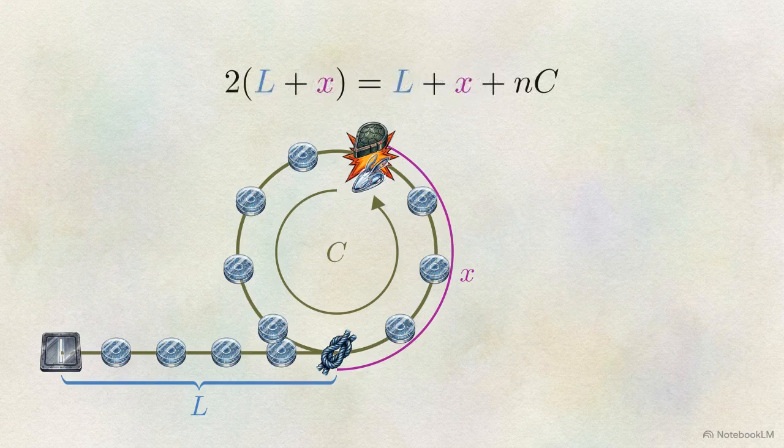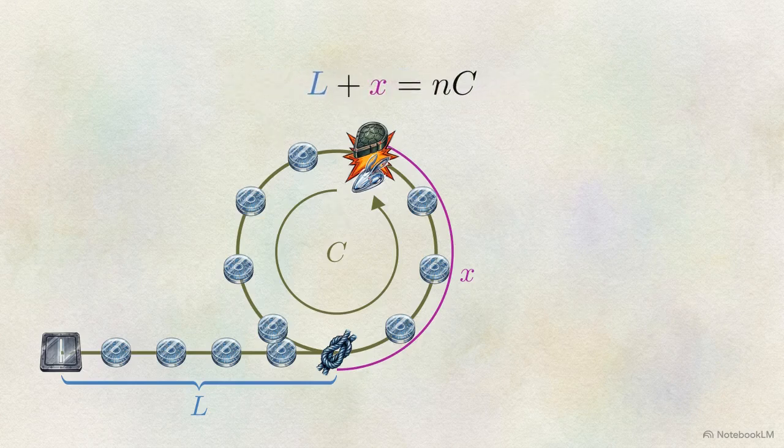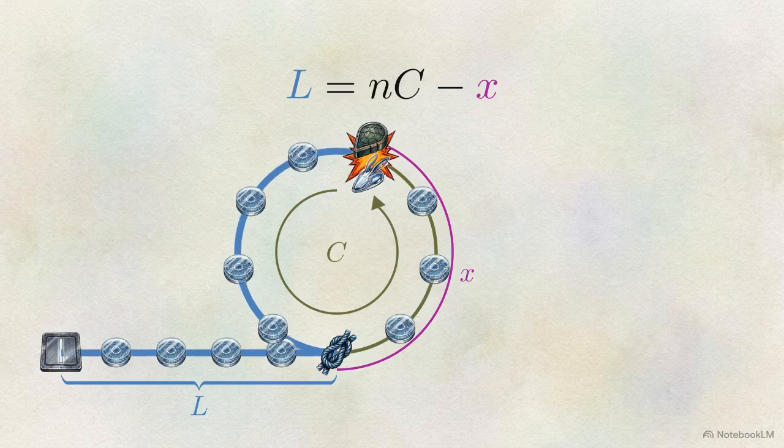We set the fast distance equal to double the slow distance. 2 times (L plus x) equals L plus x plus nc. Subtract the single (L plus x) from both sides, and we isolate L. L equals nc minus x. This equation gives us our exact coordinates. L is the physical distance from the start line to the knot. nc minus x is the remaining distance from the crash site to the knot. The math proves these 2 separate paths are identical in length.